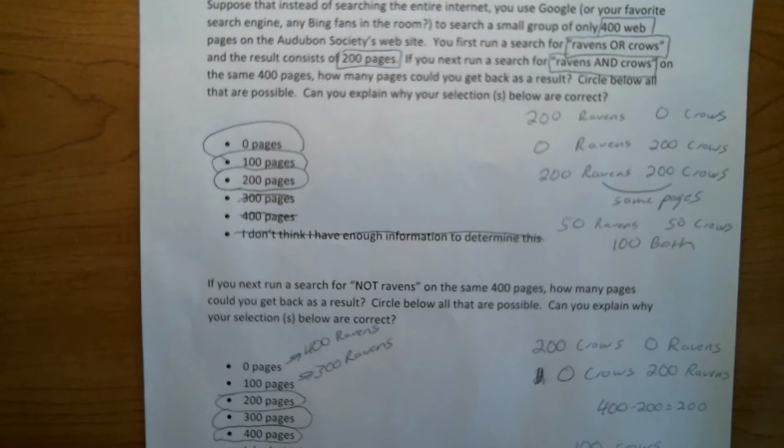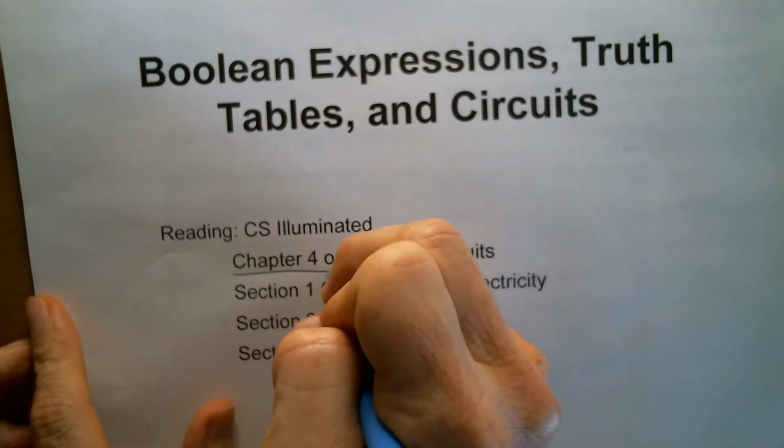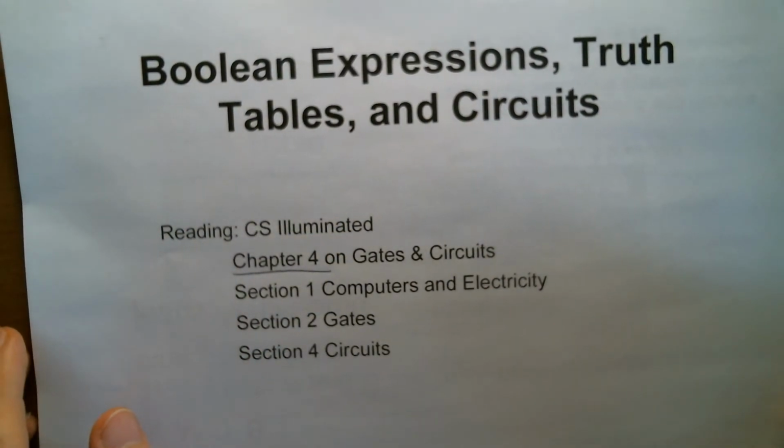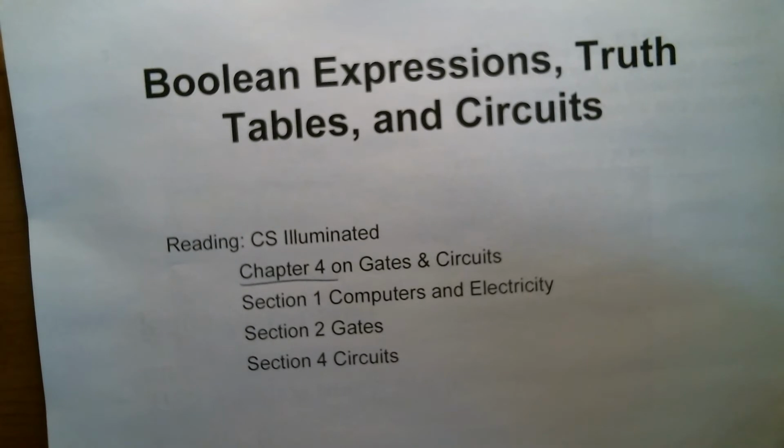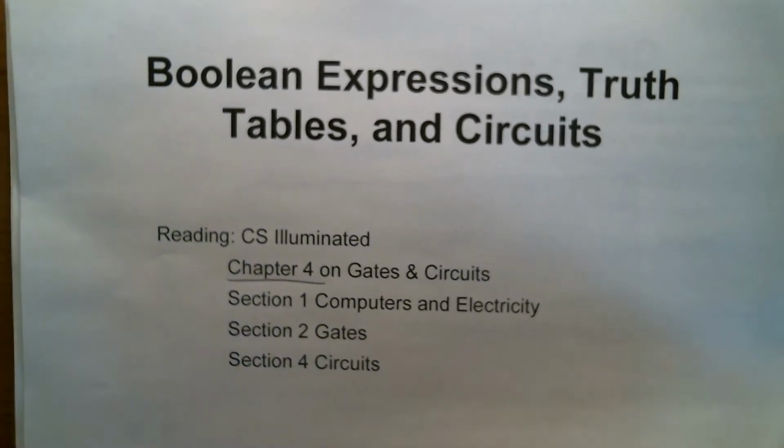Let's actually switch over to applying this to computers now. All right, so Boolean expressions, truth tables, and circuits. Chapter 4 of your book. That's the section of your book that you want to be reading and going over, because it's going to reinforce what I talk about here, and it's going to give you some additional detail.